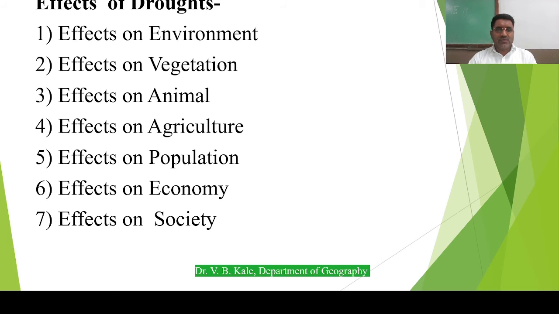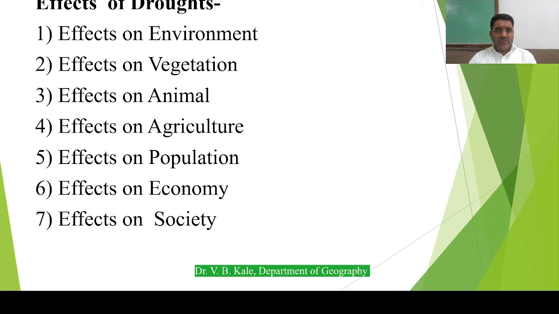Effects on vegetation. As we know, vegetation requires water for all its activities, internal as well as external, and that's why wherever there is a drought, vegetation dies, some plants may reach the stage of extinction, and some species vanish. This is nothing but the impact of the drought.